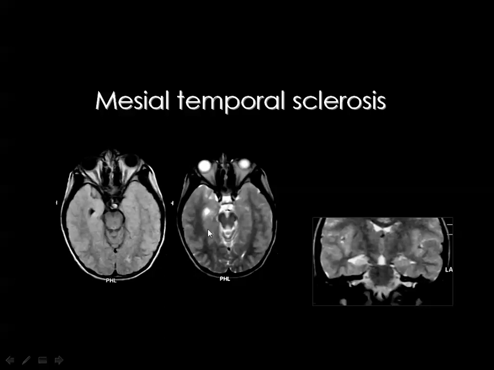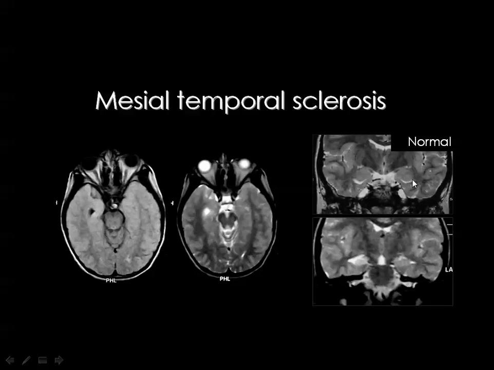Then if you look carefully in this particular case, you see that the left temporal horn is very small, and this is the normal appearance, while the right temporal horn is distended, and that's because the hippocampus here is abnormal. And you can appreciate this if you look carefully here.